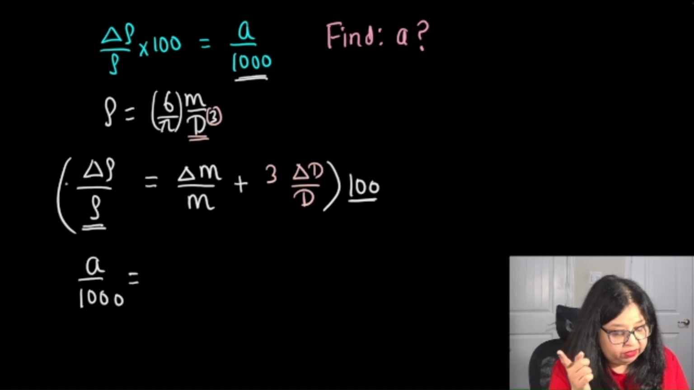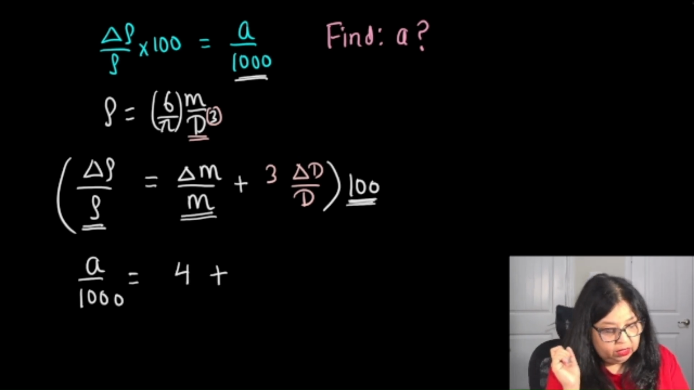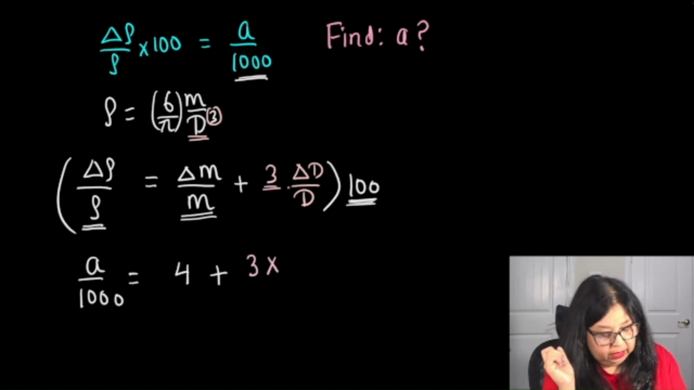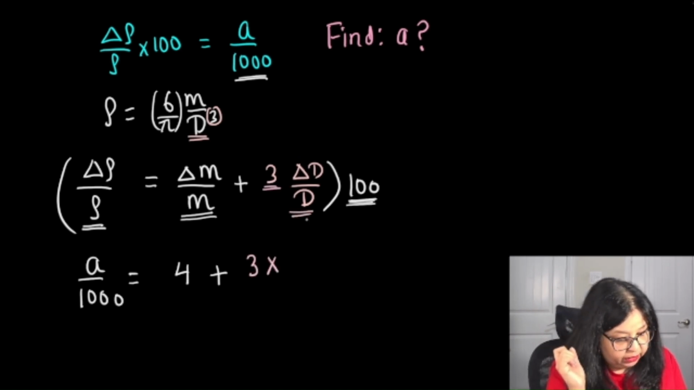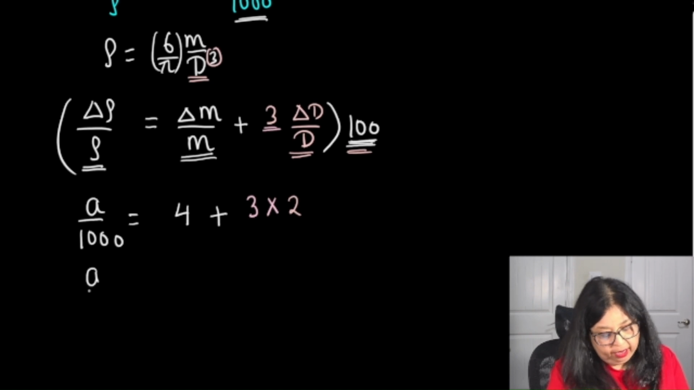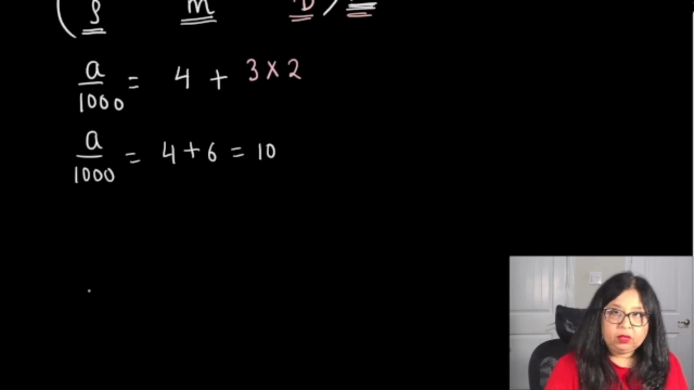Next, on the right hand side of the equation, we have delta m over m times 100. It is given to be 4%. Plus, we have this 3 times delta d over d times 100. That is given to be 2%. Okay. A divided by 1,000 equals 4 plus 3 times 2 is 6. 4 plus 6 is 10.